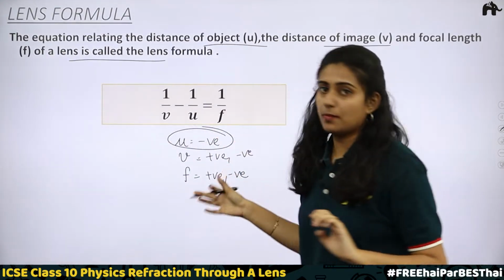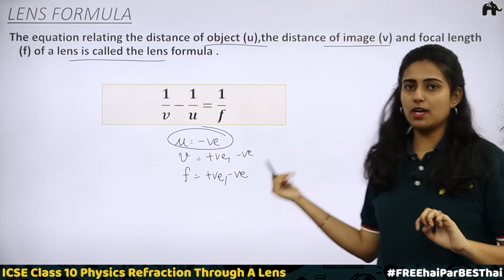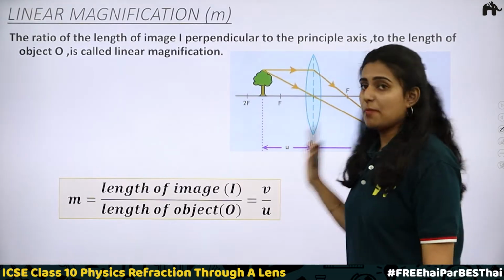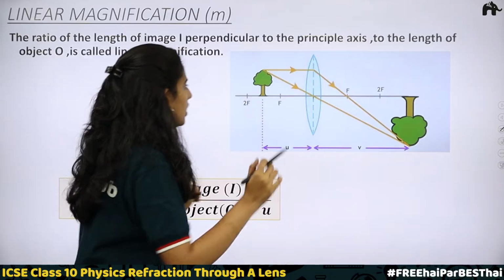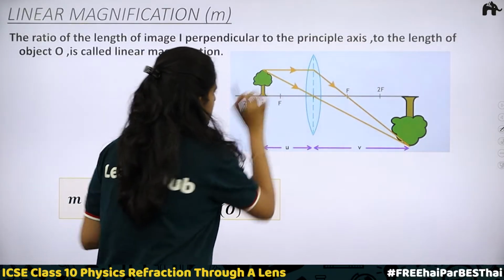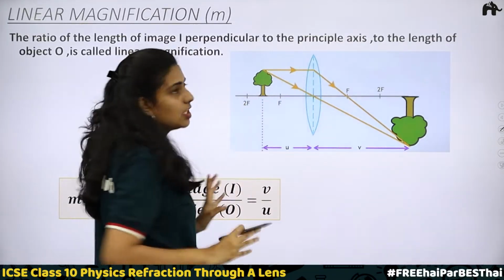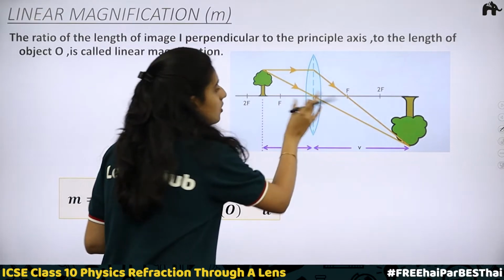So this is your lens formula, 1 by V minus 1 by U is equal to 1 by F. Next is linear magnification. This is also very important. Here you can see this is an object. Here the object is a tree. Object is placed in front of a convex lens.